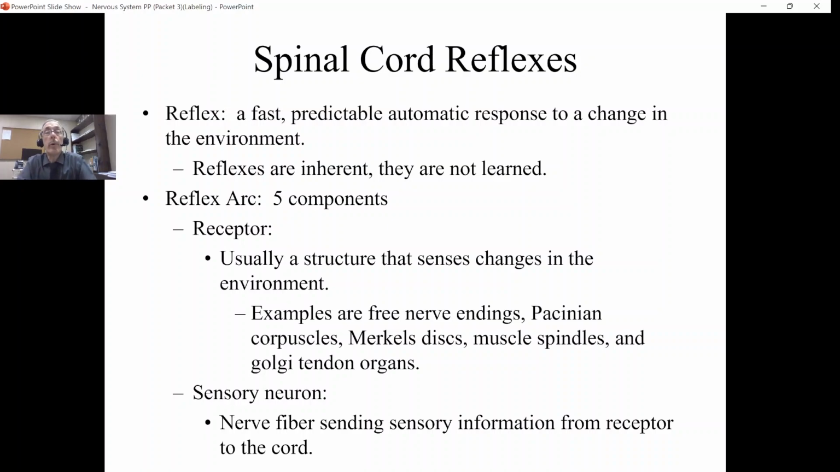In this lesson, we'll conclude our discussion of the spinal cord by taking a look at spinal cord reflexes. A reflex is a fast, predictable, automatic response to a change in the environment. These are something we're just wired with. We're just wired to have reflexes. It's not something that you learned.